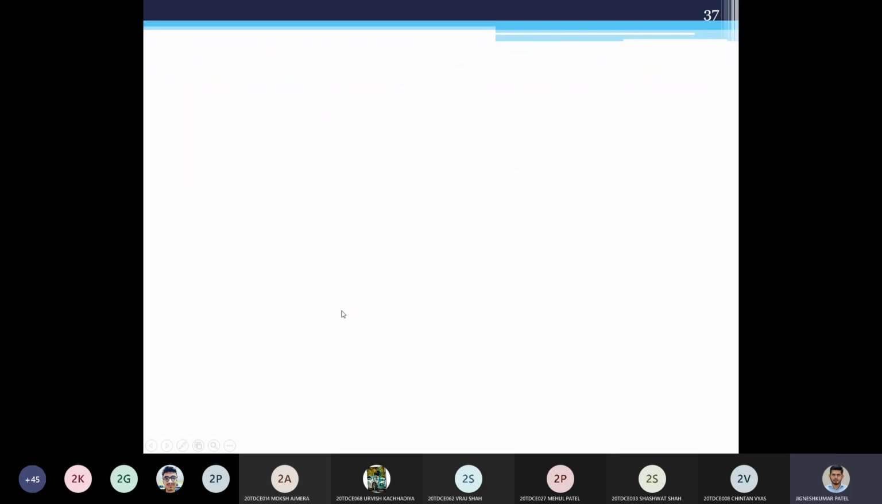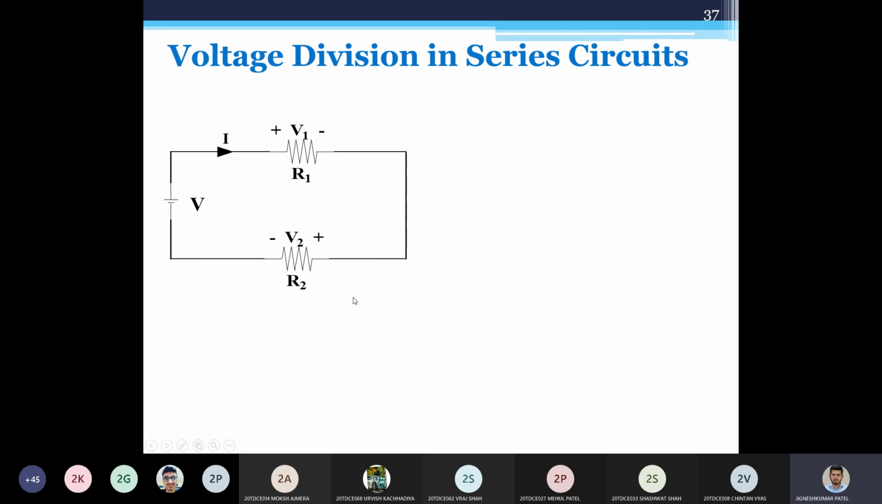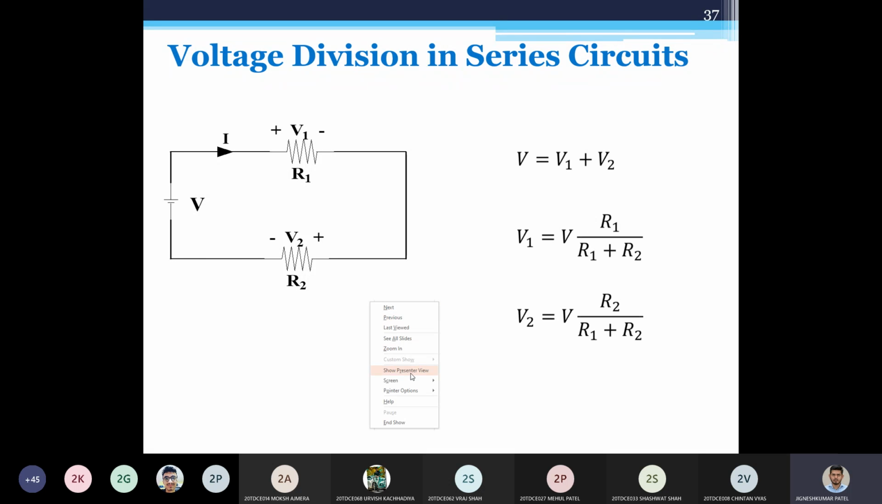There was one question raised during the last lecture: what if there are three resistors instead of two? I told you that we'll see how this equation came. Basically, whenever you consider this circuit, we always know V is equal to V1 plus V2, and from this equation we can get this equation. How will we get it?